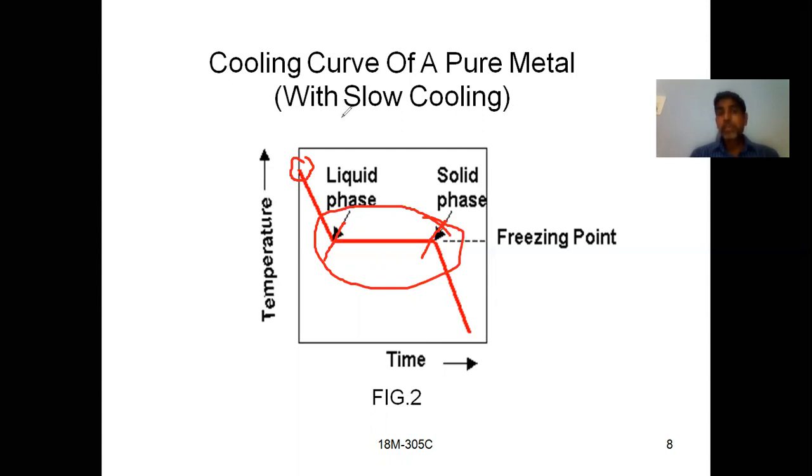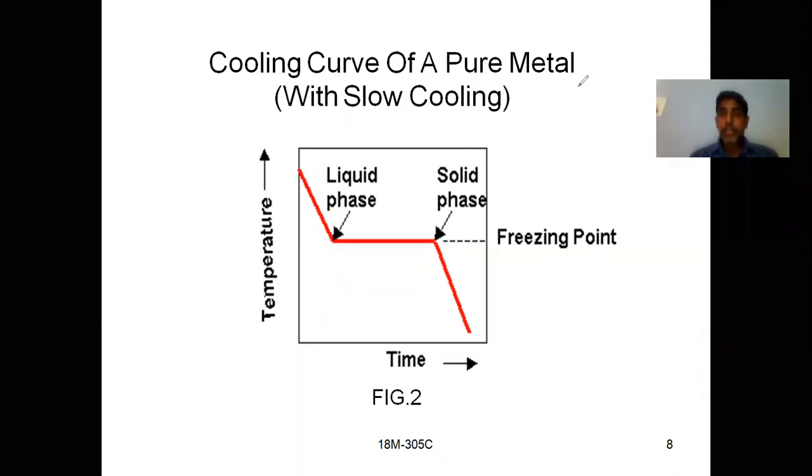This is with slow cooling. Already we have discussed slow cooling and super cooling. Here we are using slow cooling. You have the liquid up to here, and later the solidification process will start, and the solidification process will end, and it will become a solid. This is the slow cooling process in a cooling curve.